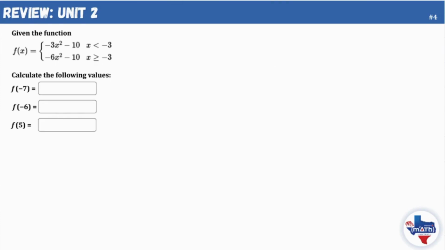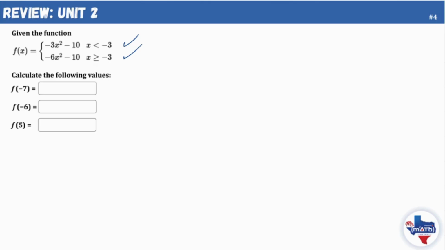Today we will be talking about piecewise functions. Okay, so we have f of x equals negative 3x squared minus 10 when x is less than negative 3, and also the other behavior of the function is negative 6x squared minus 10 when x is greater than or equal to negative 3.